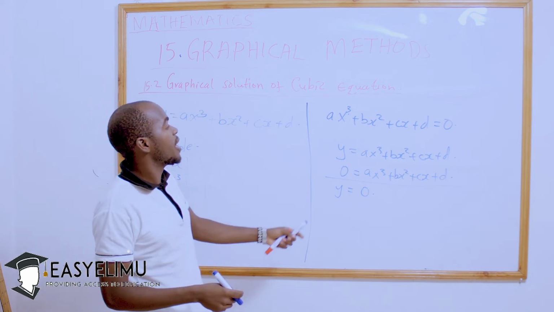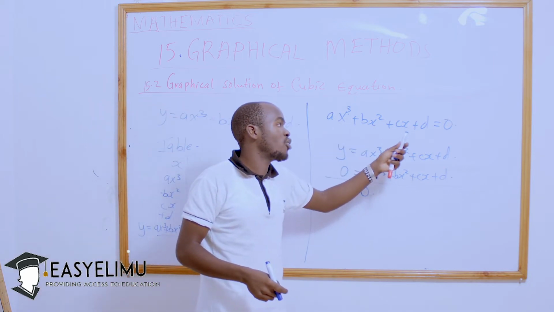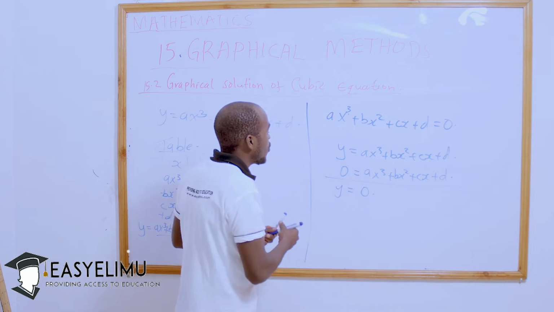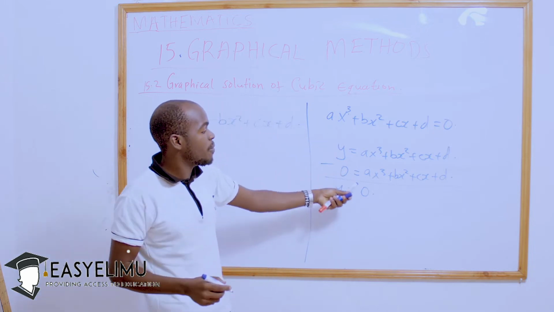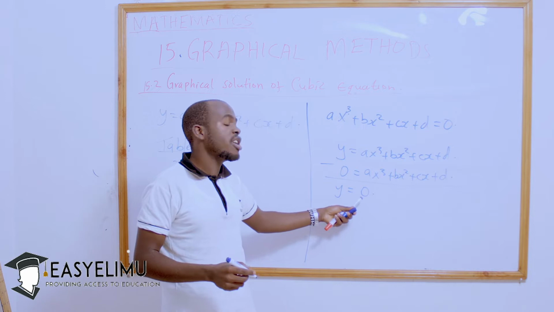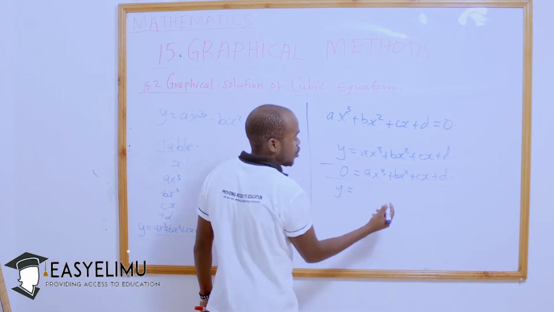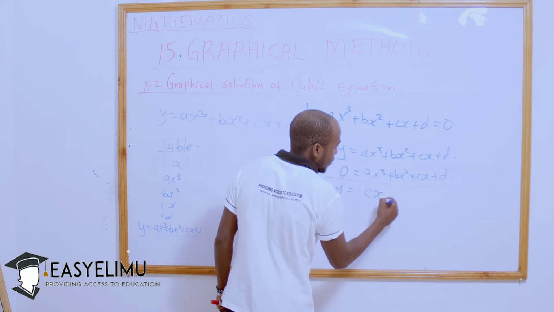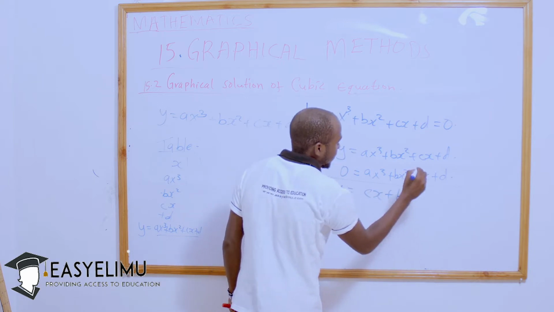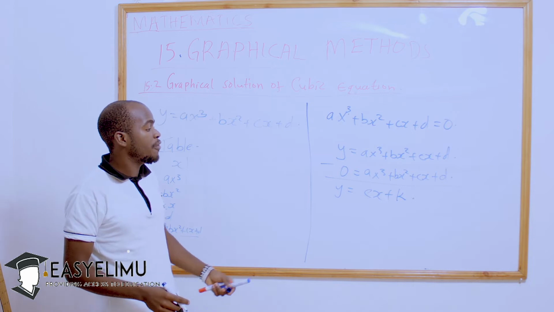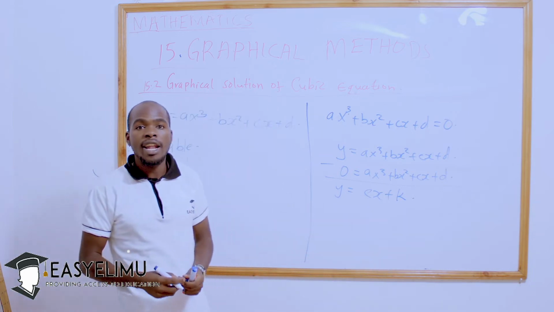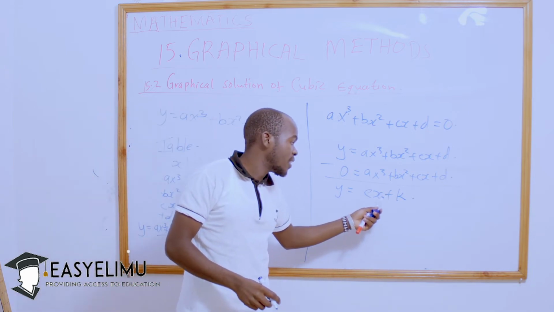Sometimes you may be given the same cubic function, but on solving, here we are subtracting. On solving by subtracting, you will find that you now get a linear function. In that you will have, for example, cx plus k, let's say just that way. So if you have cx plus k, now you will construct this.